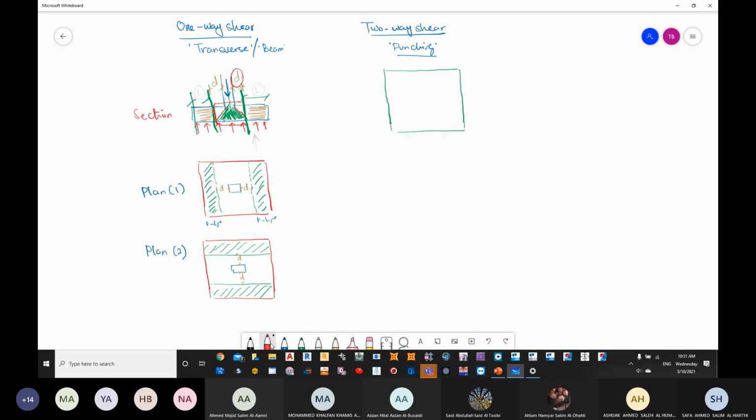So the effect, this is my column, okay, you will see that this portion, this portion, and this portion is affected. Now, just imagine one thing.